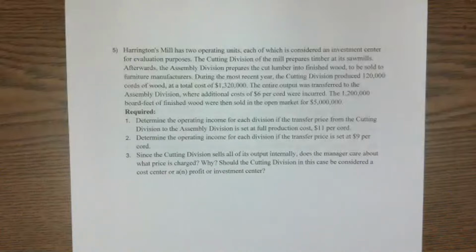All right. So on this one, okay, this is a transfer pricing problem. So we've got Harrington Mills has two operating units, each of which is considered an investment center. Well, what does that mean by an investment center? It means that they are judged based on their financial return on assets, that sort of thing.